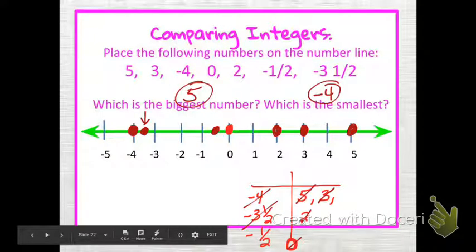So which one is the biggest number? It's the farthest to the right, which is 5. Which one is the smallest? It's the farthest to the left, which is -4.